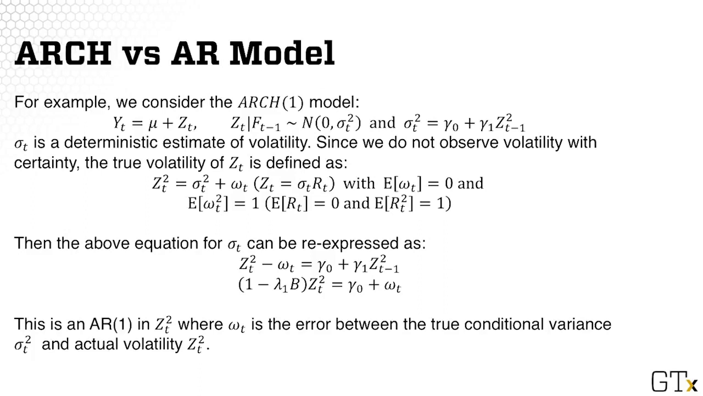The true volatility of Z_t is sigma_t squared, which is deterministic, plus omega_t, which is random, where omega_t has mean 0 and variance 1. Those two processes are also assumed uncorrelated. Together, this leads to the AR(1) equation for Z_t squared, as provided on the slide. This equation is crucial in understanding how ARCH processes work.